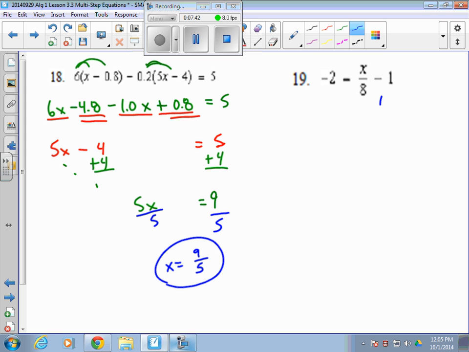Undo minus 1 by adding it on both sides. Negative 2 plus 1 is negative 1 equals x over 8. Undo x divided by 8 by multiplying both sides by 8. 8 times negative 1 is negative 8. That'll cancel x.